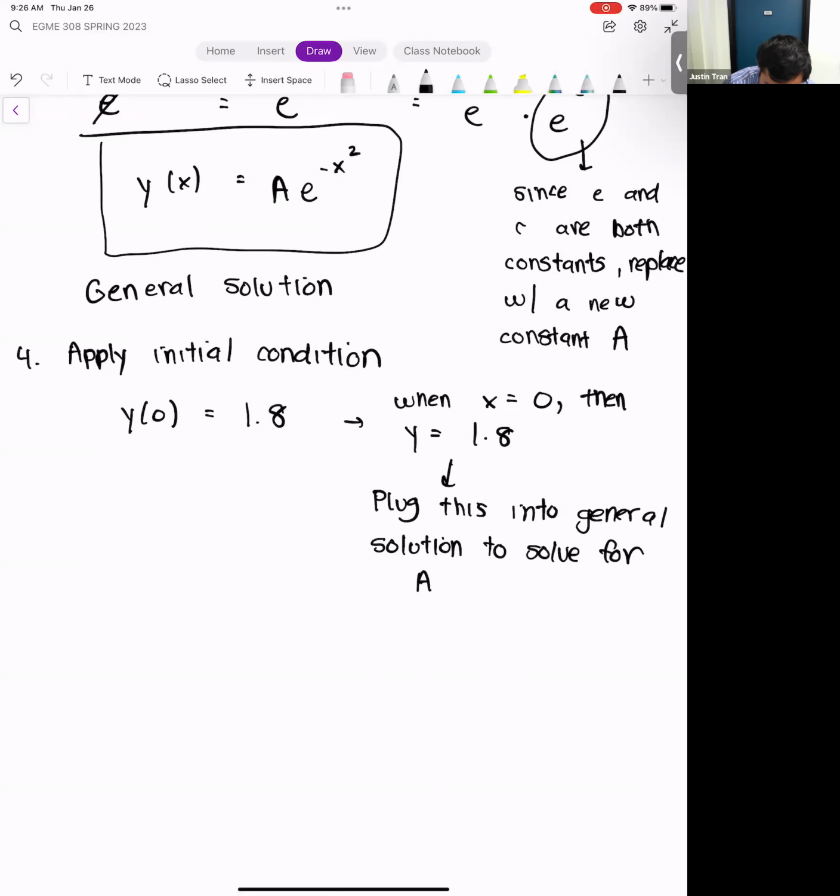All right. And so on the left-hand side, we have y of x. And so let's go ahead and set that equal to 1.8. So this right here is y of x. And on the right-hand side, we're going to plug in x is equal to 0. A multiplied by e raised to the minus x squared. So it's going to be minus 0 squared.